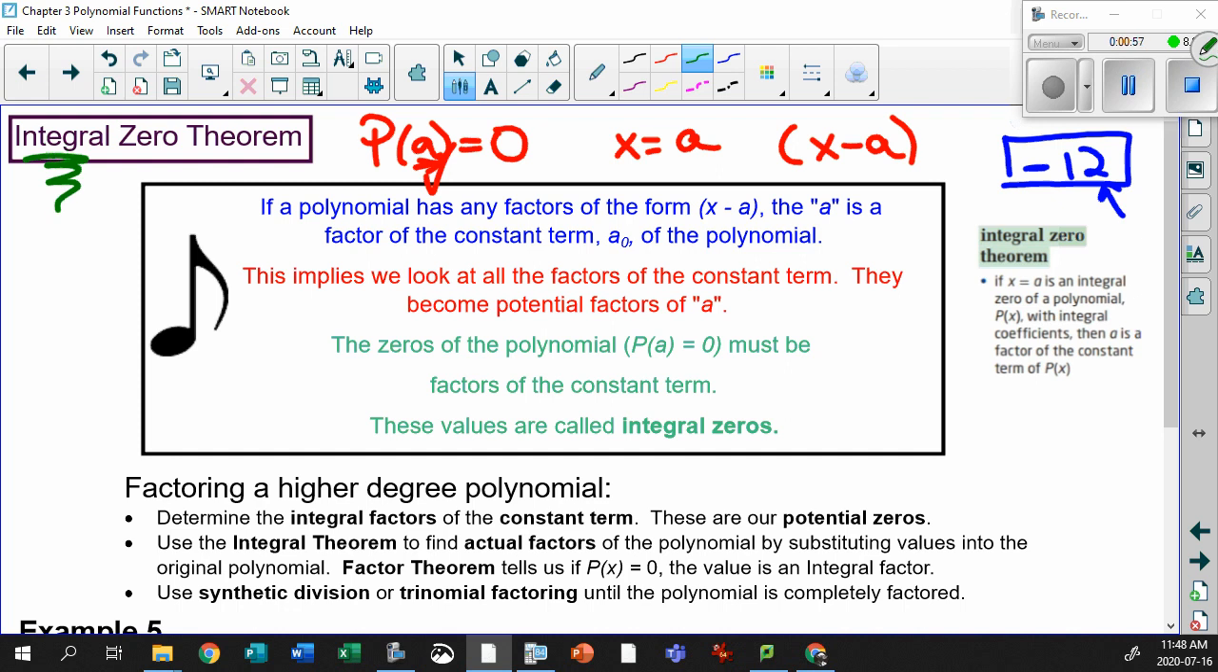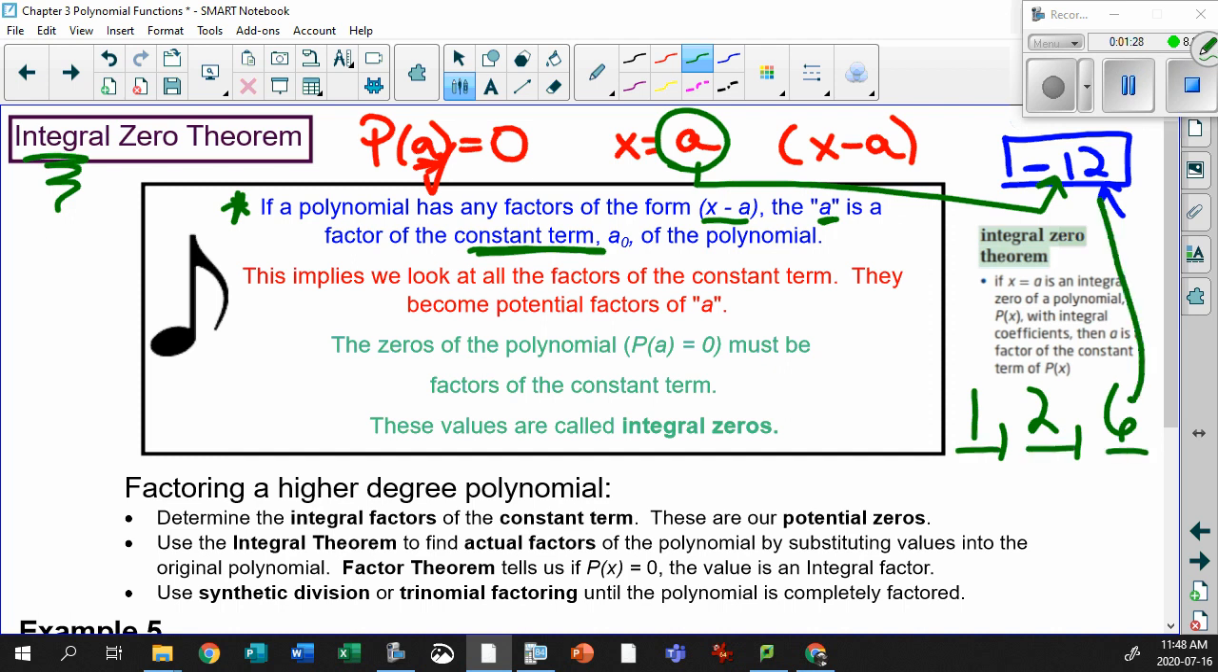So what does this mean? Watch. If the polynomial has factors of this form, you know and I know that a is a factor of the constant term. What does that mean? Remember that a value that we figured out in the last question? That actually was a factor of minus 12. That was a 1. The other one was, I think, a 2. And the other one, I think, was a 6. Every one of these was a factor of minus 12. That's what this statement is saying.